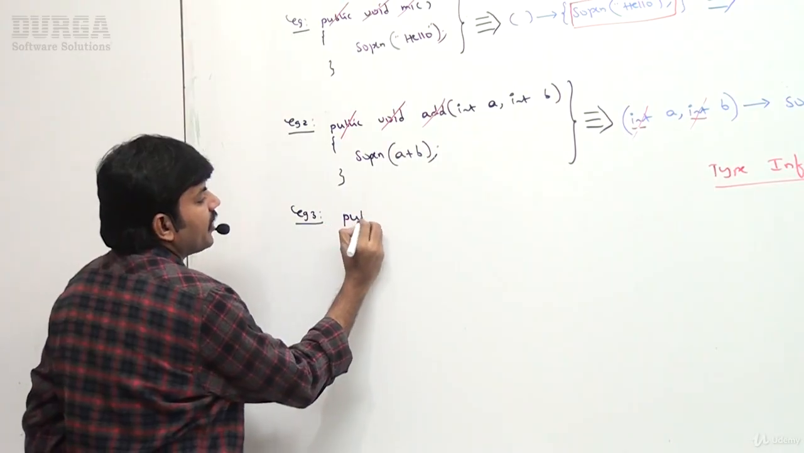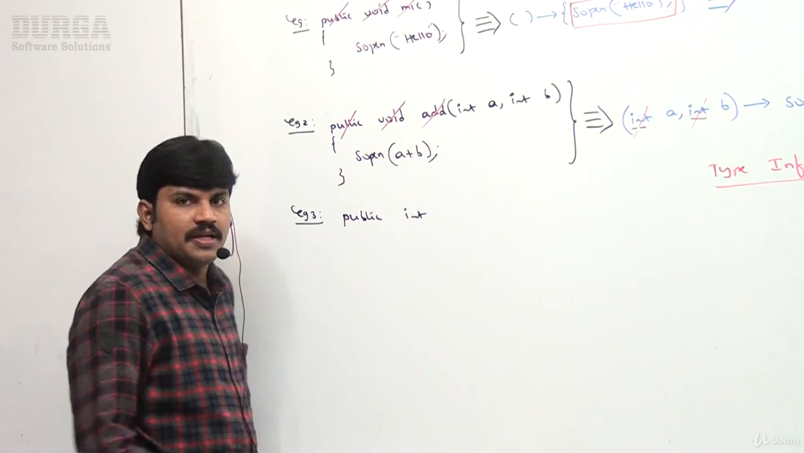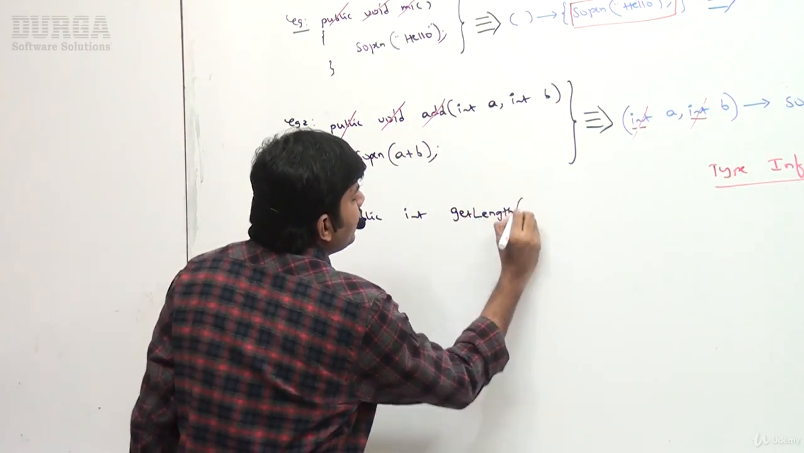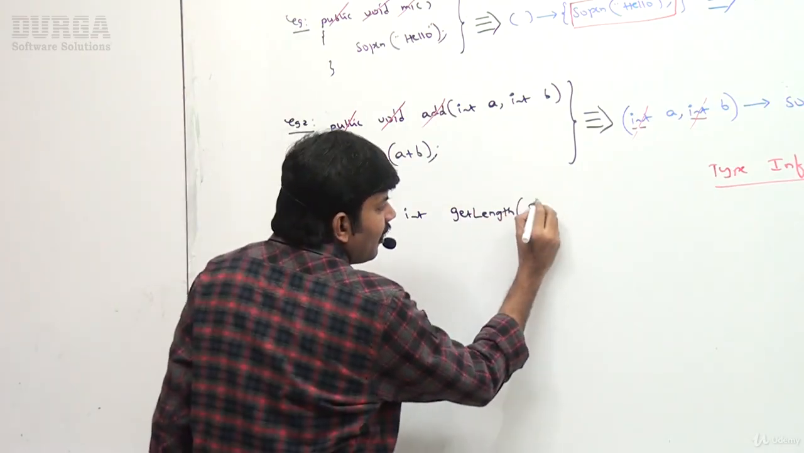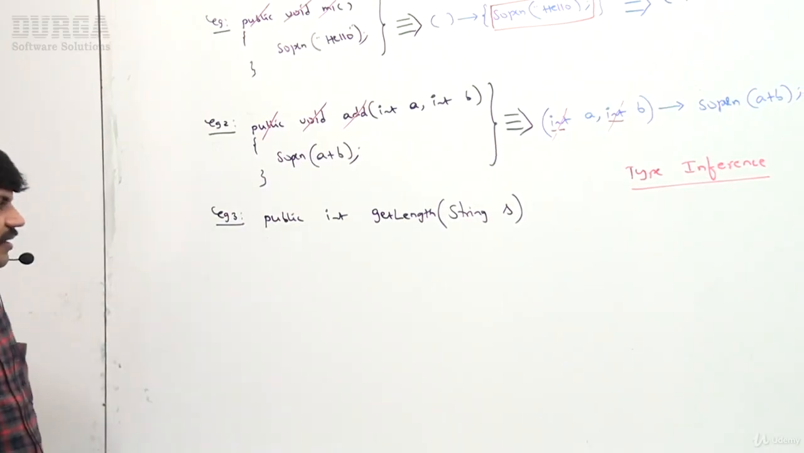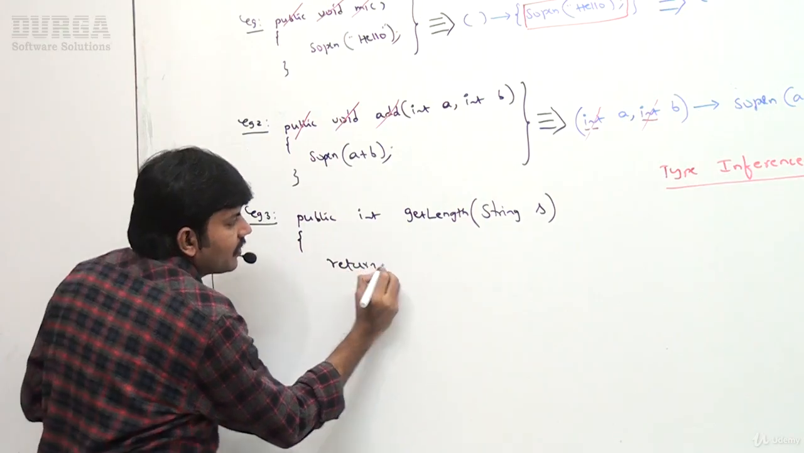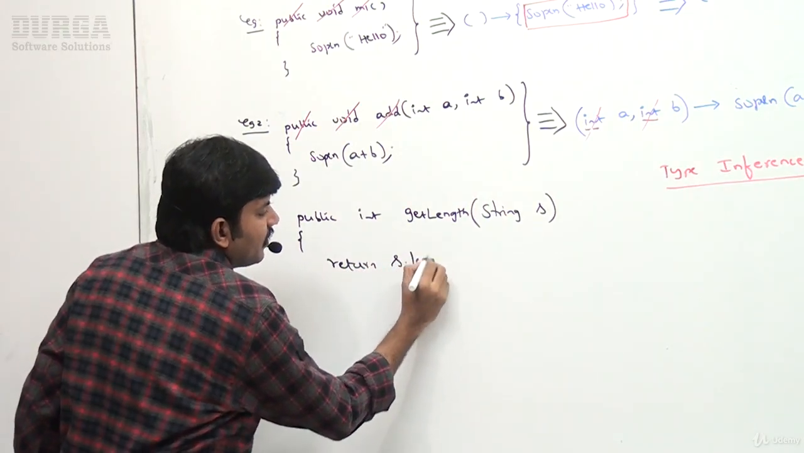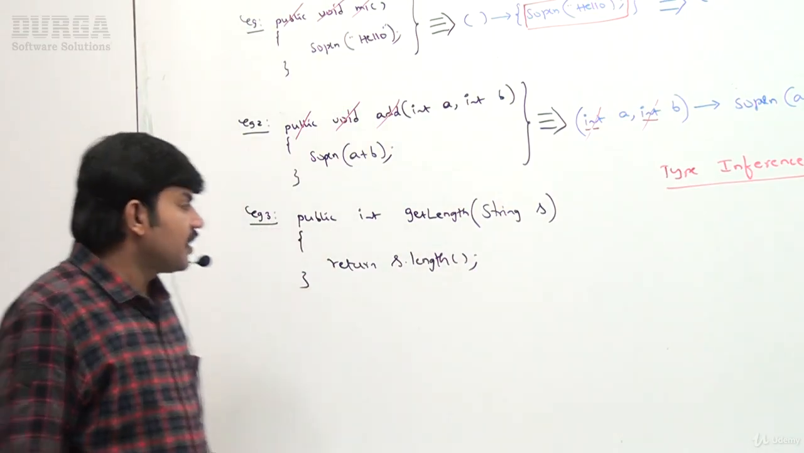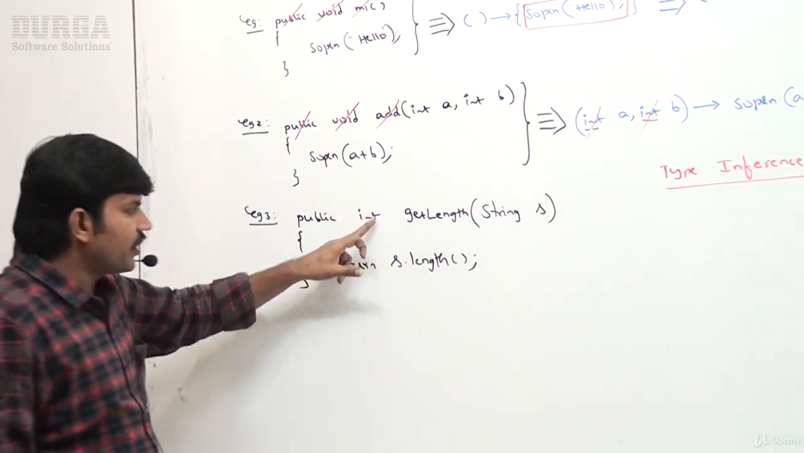Write a method: public int getLength(String s). This is the method. Public int getLength of String s. What do I have to return? Return s.length(). This is my requirement. Public int getLength, return s.length(). I require it like this.